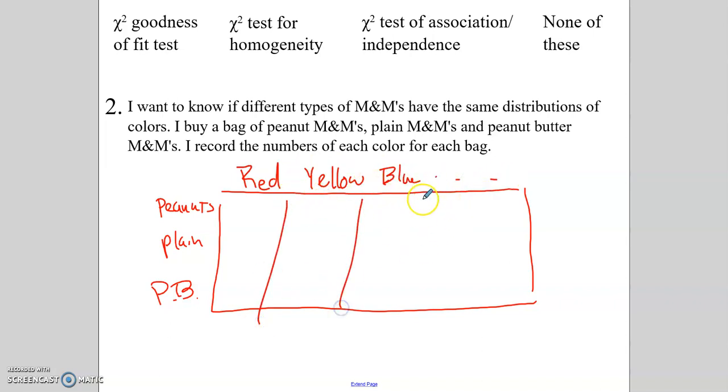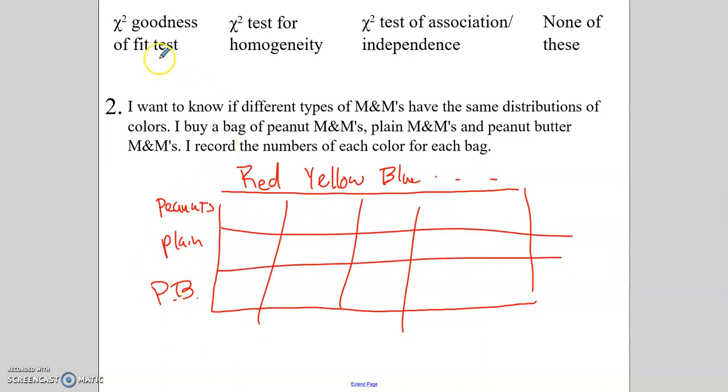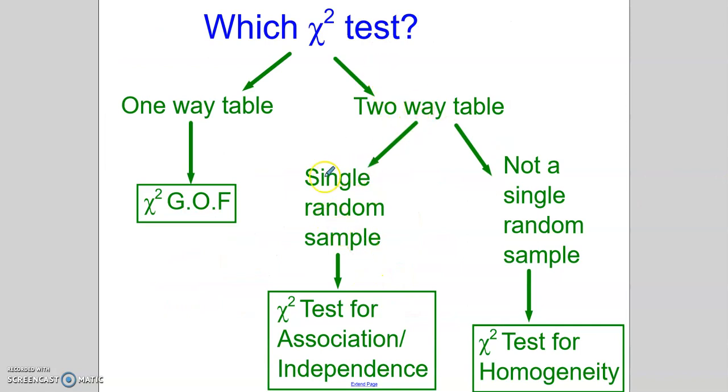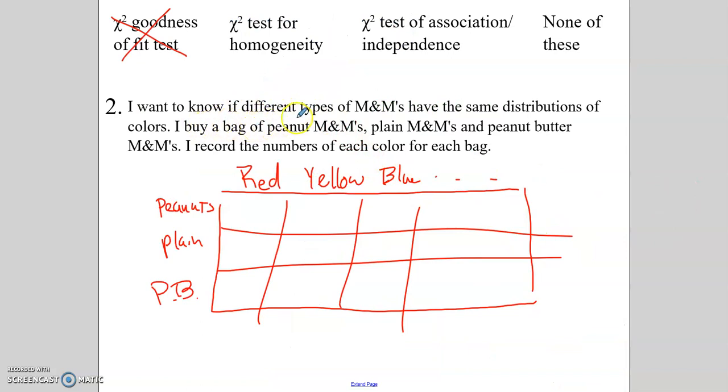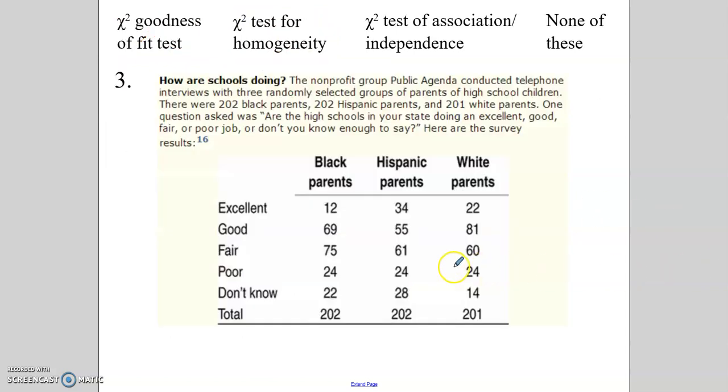So you can see that this is 2 different variables I'm keeping track of. So that rules out this because this is going to be a two-way table. And then, since it's a two-way table, is this a single random sample or not a single random sample? So I buy 3 different bags of M&Ms. That's 3 different random samples. So because this came from multiple random samples and not a single random sample, this is a chi-squared test for homogeneity.